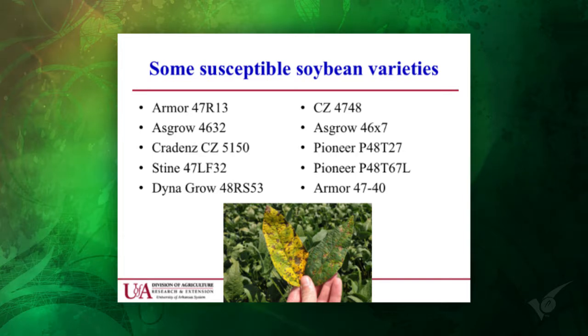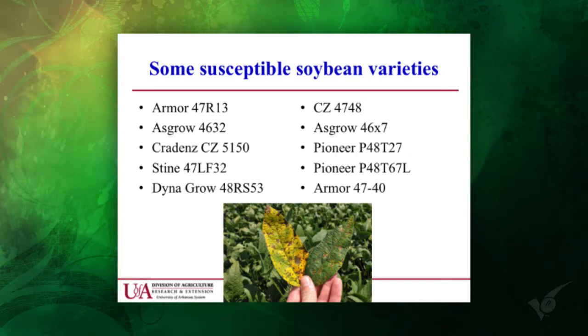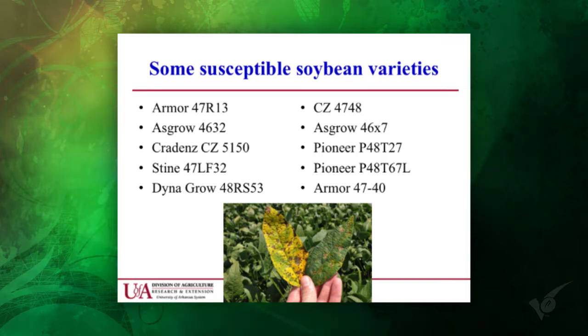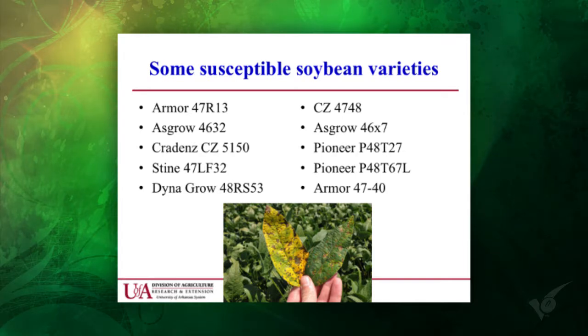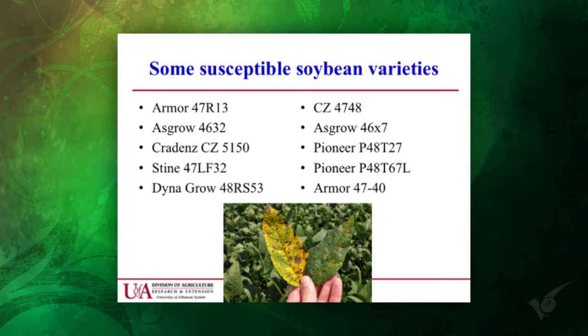In our area, the Armor 47R13 and 17 had a lot of defoliation in 2016, and I think because of that, Armor killed that particular variety. And so in that 2016 season, a lot of those were not available, so that could be a contributing factor why we didn't have as much of a scare with target spot in 2017. There's definitely some others. This is not an exclusive group, but that does give you an idea of some of those that have caught our attention as well.